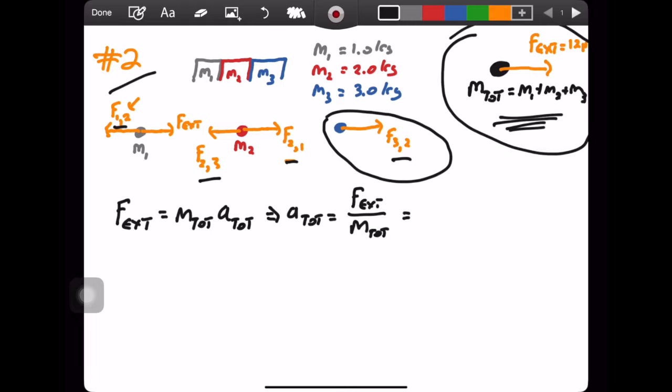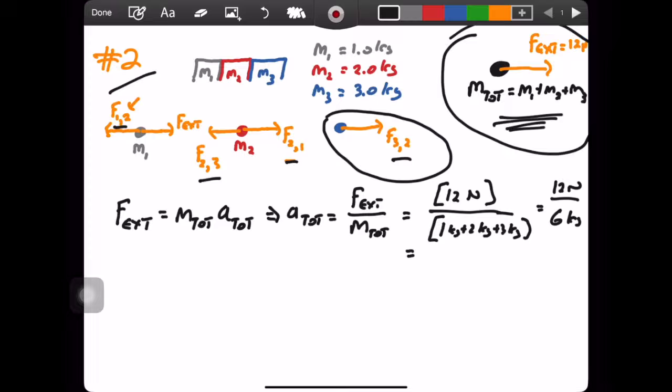That's just the sum of our masses. And so this is going to be equal to 12 newtons, that's the external force, divided by 1 kilogram plus 2 kilograms plus 3 kilograms. 1 plus 2 plus 3 is 6. And so this is going to be equal to 12 newtons divided by 6 kilograms. And so this is equal to 2.00. Take your answers out to 2 decimal places on exams. Meters per second squared. That's the acceleration that every single one of those blocks is moving at.